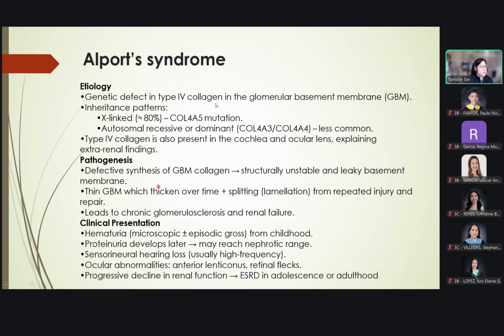So presentation of patients with Alport syndrome is hematuria, sometimes microscopic, sometimes gross hematuria from childhood. Proteinuria will develop later and may eventually reach nephrotic range. Patients will have sensorineural hearing loss, usually of very high frequency sounds. They can have ocular abnormalities, such as anterior lenticonus or retinal flecks. And then they will have progressive decline in their renal function, sometimes ESRD in adolescence or in adulthood.